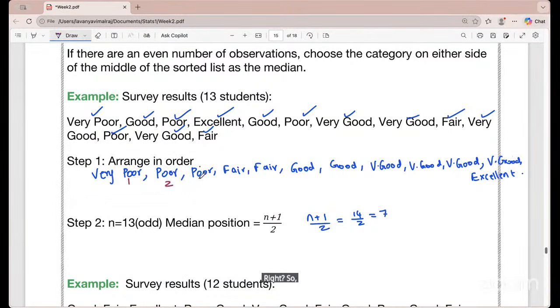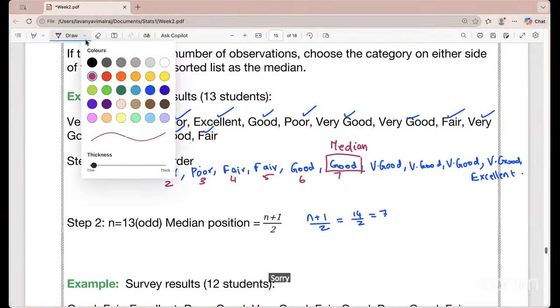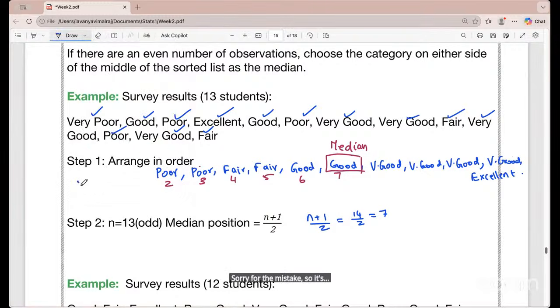So first, second, third, fourth, fifth, Good, and 7. Madam, one poor is missing, right? We have one very poor and 3 poors. So we have put only 2 poors. Okay, 1, 2, and 3 poor. Yes, correct. Correctly pointed out. Sorry for the mistake. So it's very poor and then poor.